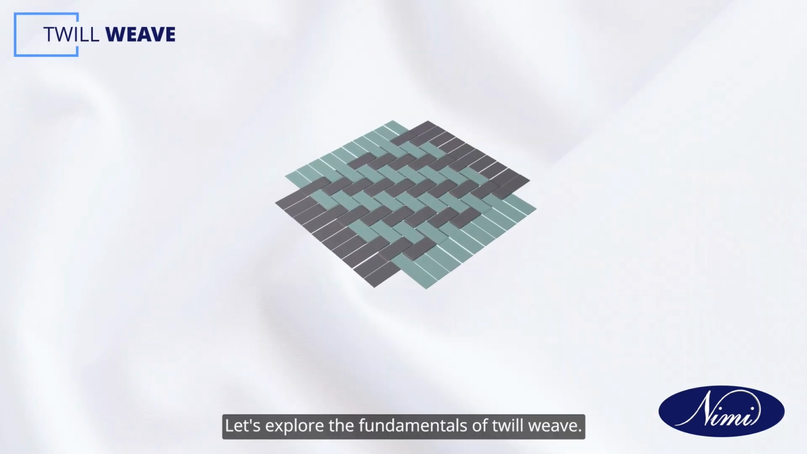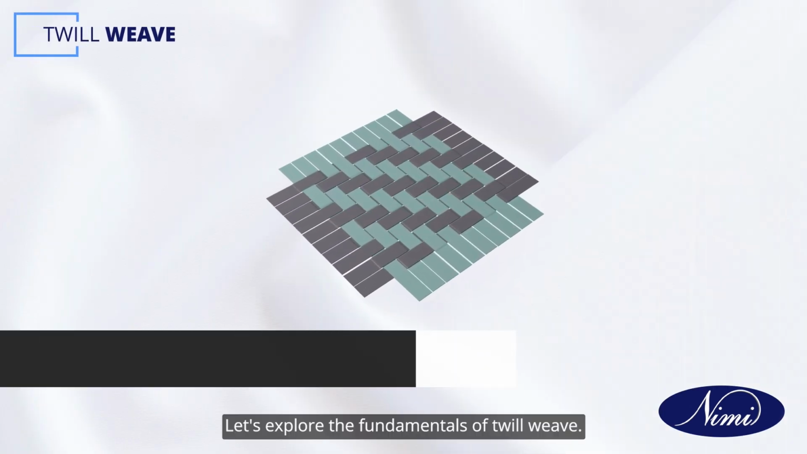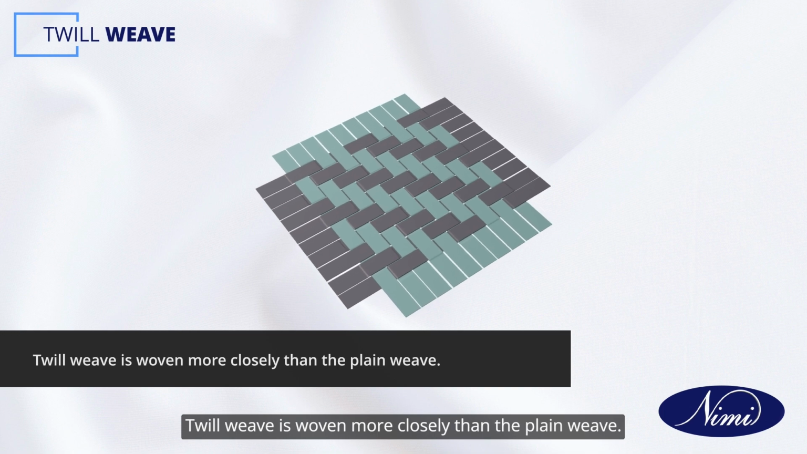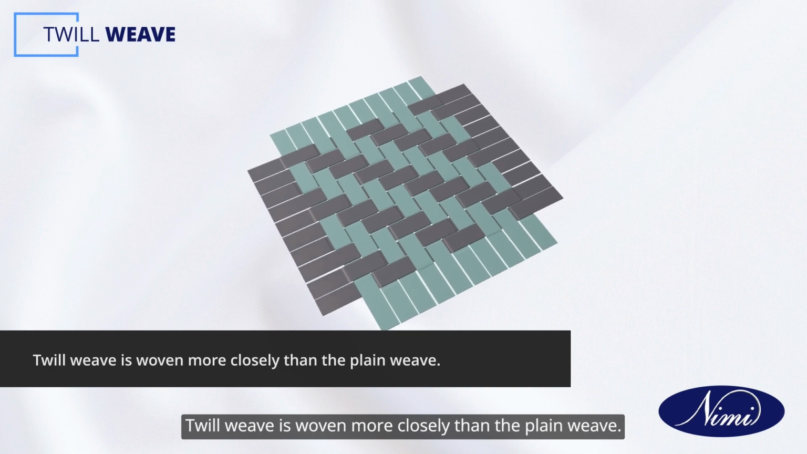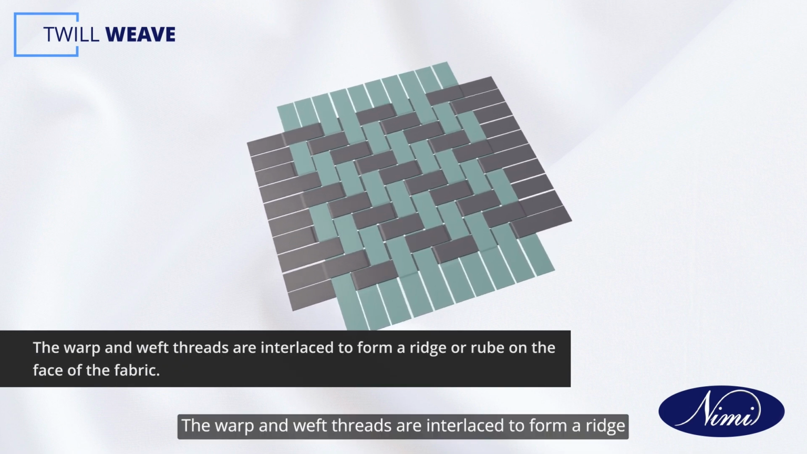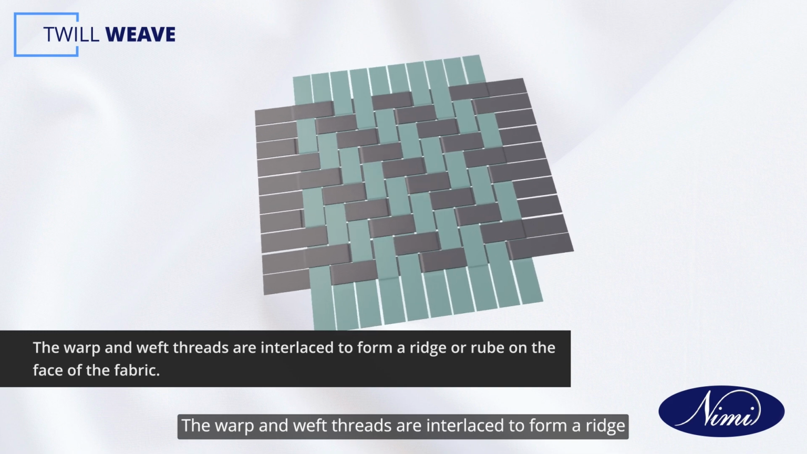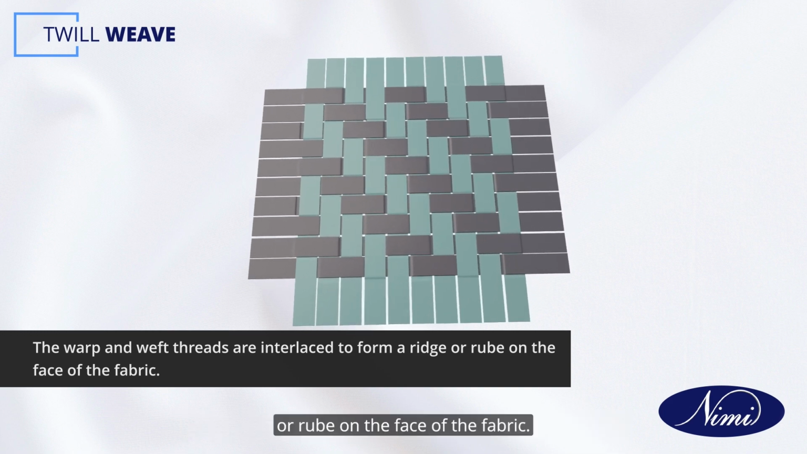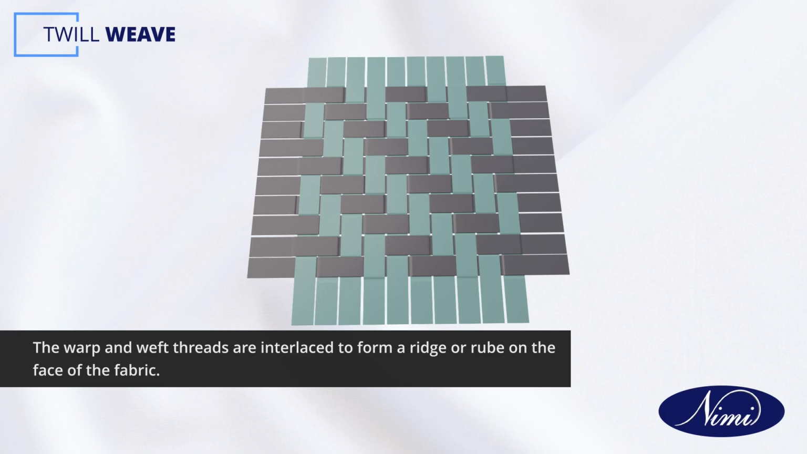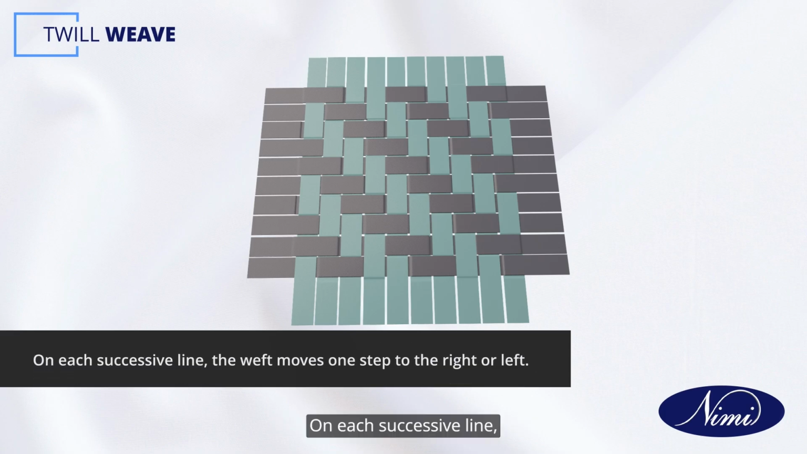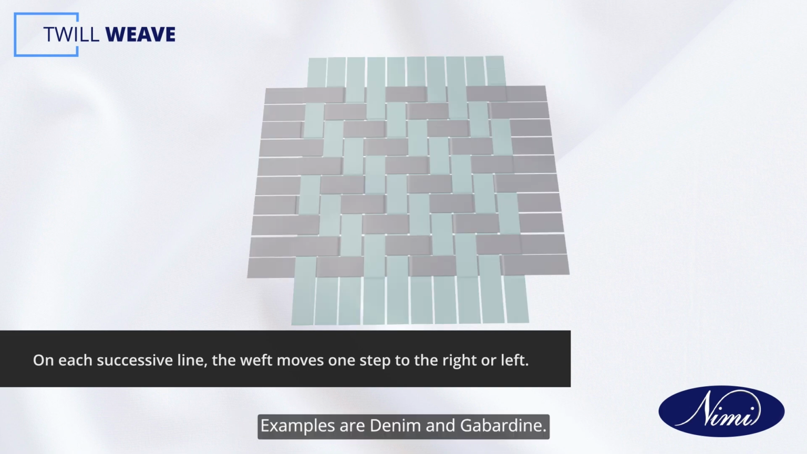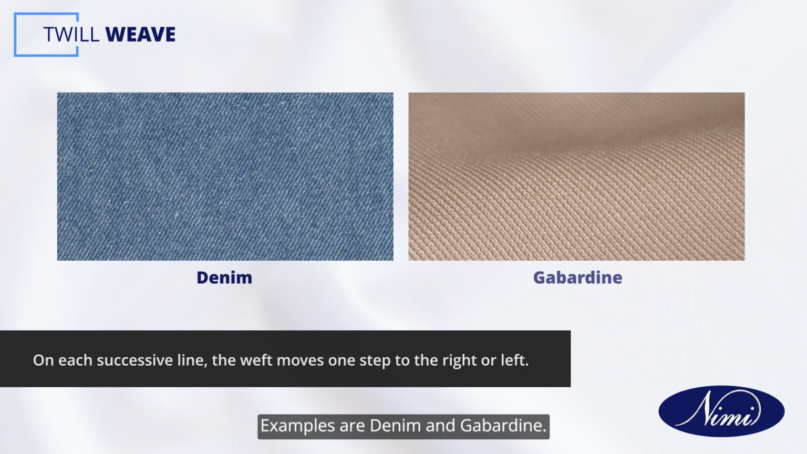Let's explore the fundamentals of twill weave. Twill weave is woven more closely than the plain weave. The warp and weft threads are interlaced to form a ridge or loop on the face of the fabric. On each successive line, the weft moves one step to the right or left. Examples are denim and gabardine.